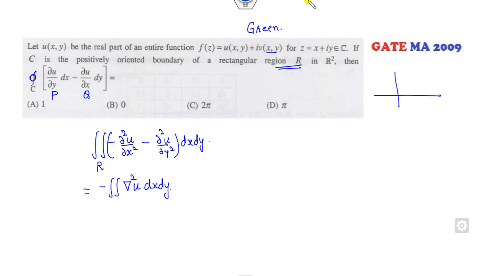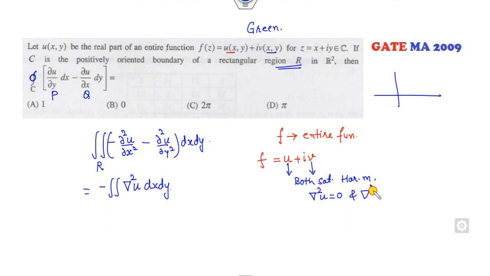Fine. Now what is u? u is the real part of a complex entire function. So we all know if f is an entire function, that is an analytic function, so then f is u plus iota v. What is the property of u and v? Both will satisfy the harmonic property. Fine. If it is a harmonic function, that means del square u is 0 and del square v is equal to 0. So what is the value of this? This is my 0. So 0 is the right answer of this problem.